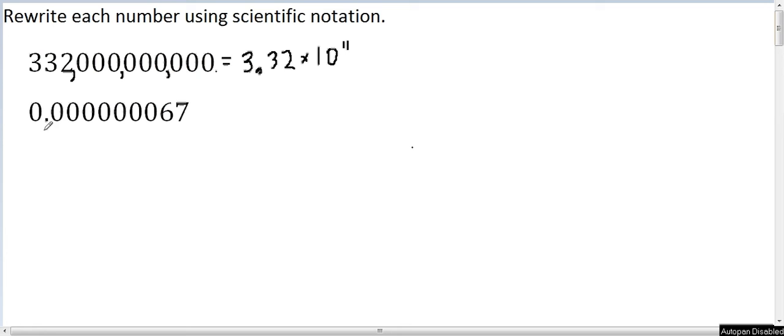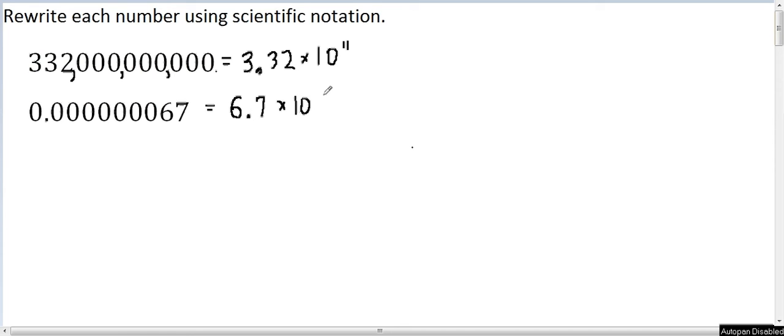Next, we have the number 0.000000067. So if we use scientific notation to rewrite this number, we first move the decimal point to the right of the first non-zero digit. The first non-zero digit is the 6. So we write the decimal point right after that and multiply it by 10.